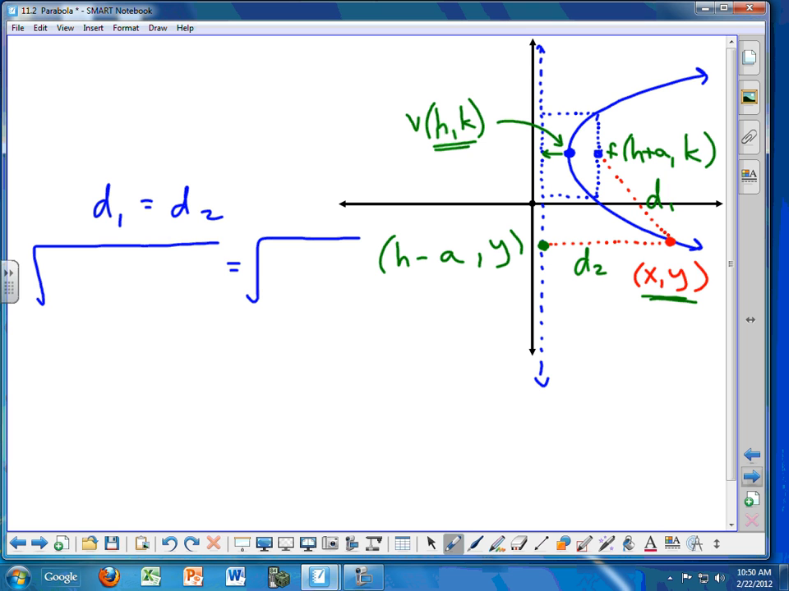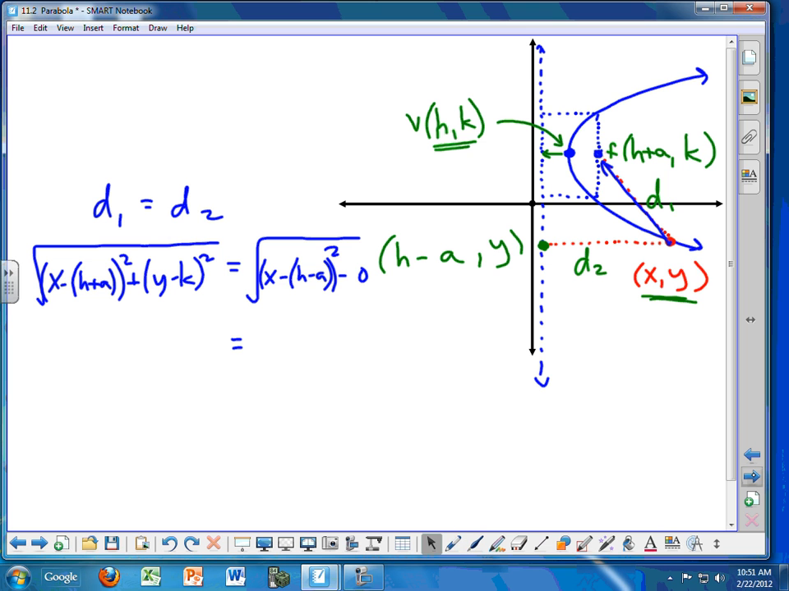And we're going to have these, oh boy, it looks like I'm in a bit of a spot here. Okay, so let me write these out. D1 will be from the point xy up to the focus. So it would be x minus h plus a squared plus y minus k squared. Oh boy, that was a good one. And then straight across is going to give me x minus h minus a squared. And then the y minus y is just going to give me 0. So I'll just drop that right there.